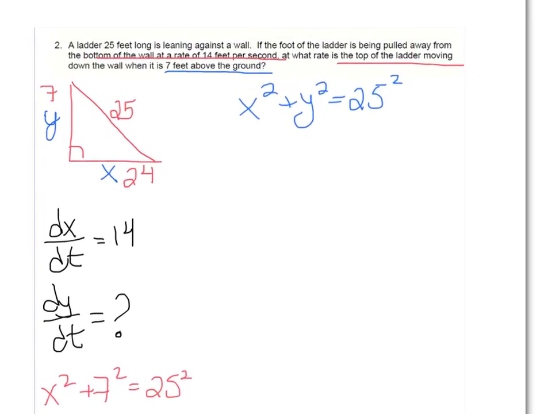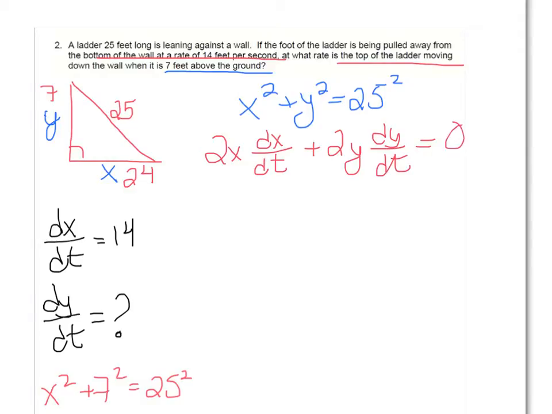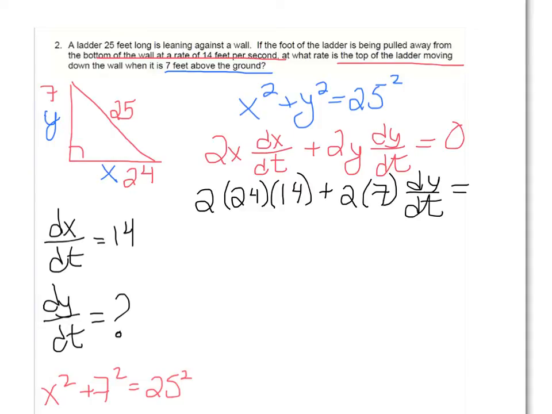Okay, so now let's take the derivative of our equation here. Every variable is going to get that derivative with respect to time. And then 25 squared is a constant, so the derivative of that is 0. So now let's see, what do we have that we can substitute our values in? x is 24, dx/dt is 14, y is 7. I don't know dy/dt, that's what we have to solve for.